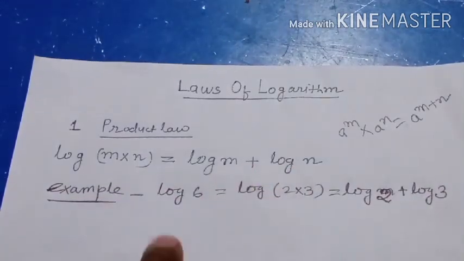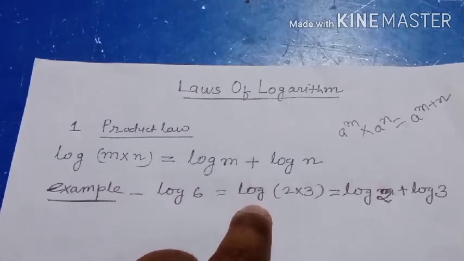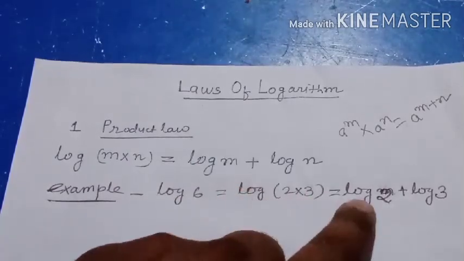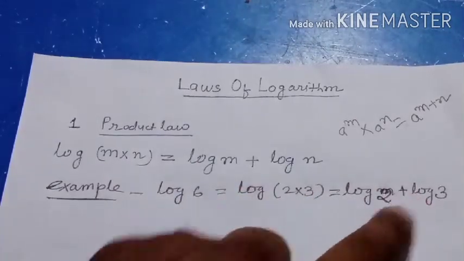They are added together. Like if log 6 is there, it can be written as log 2 into 3, and it can be represented as log 2 plus log 3.